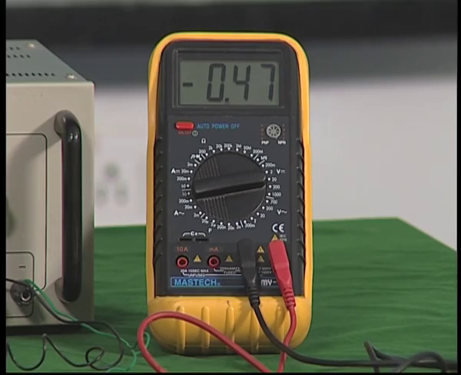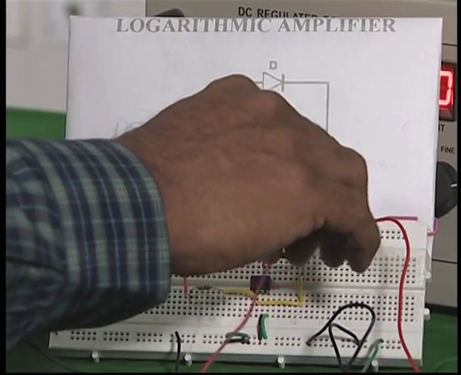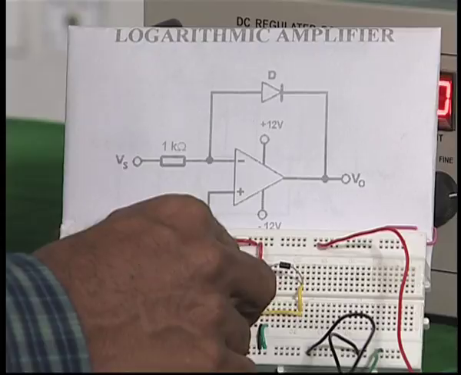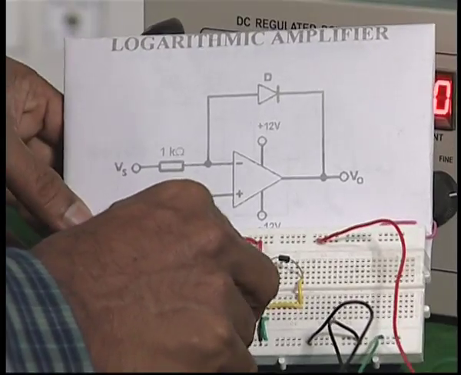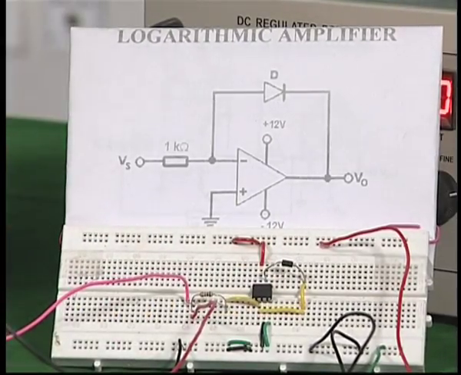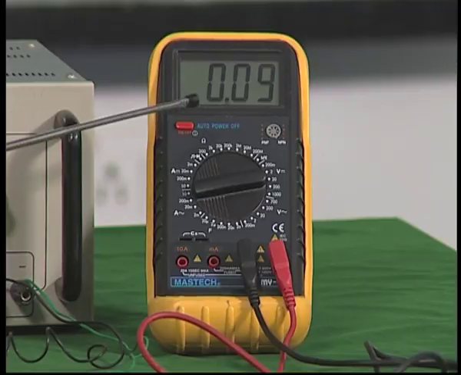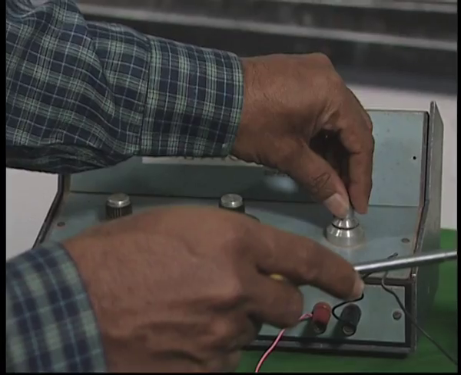If you really look at the input voltage, I will take the multimeter and connect it at the input just to see what the input is at this stage. You can see the input is 0.09, nearly 100 millivolts. So, let me slightly increase it to make it 0.1.